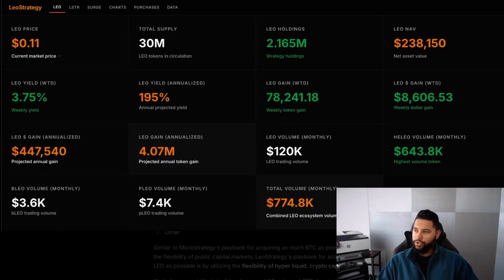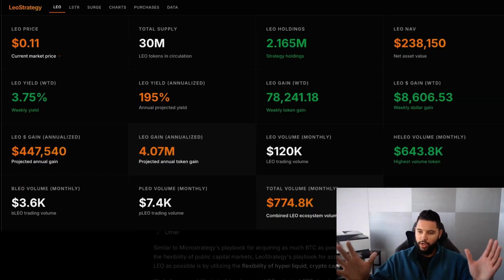So if LeoStrategy has a moat on arbitrage, which it will on all the cross-chain pairs, and I'll get into that later, then you could assume that some material percentage of the total trading volume out there, not this 775,000, but also the LSTR and Surge pairs, a material percentage of that volume is going to be arbitraged by LeoStrategy. And each time it arbitrages, it makes a small profit.